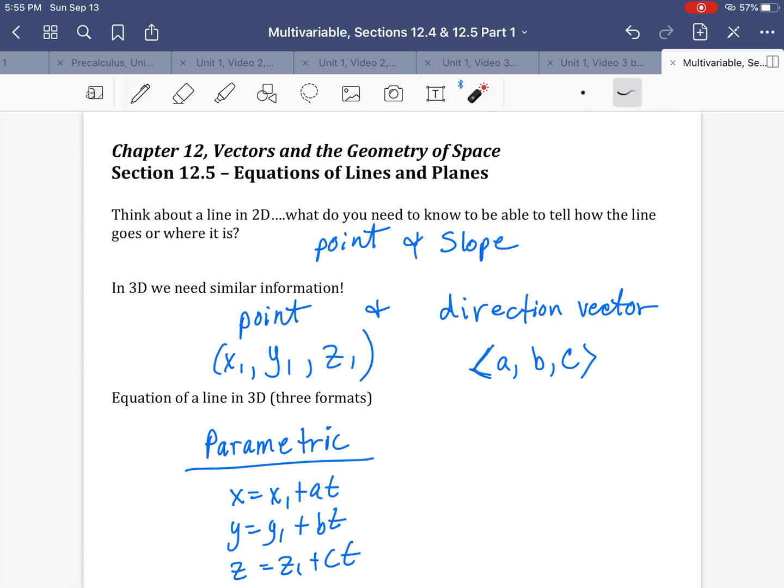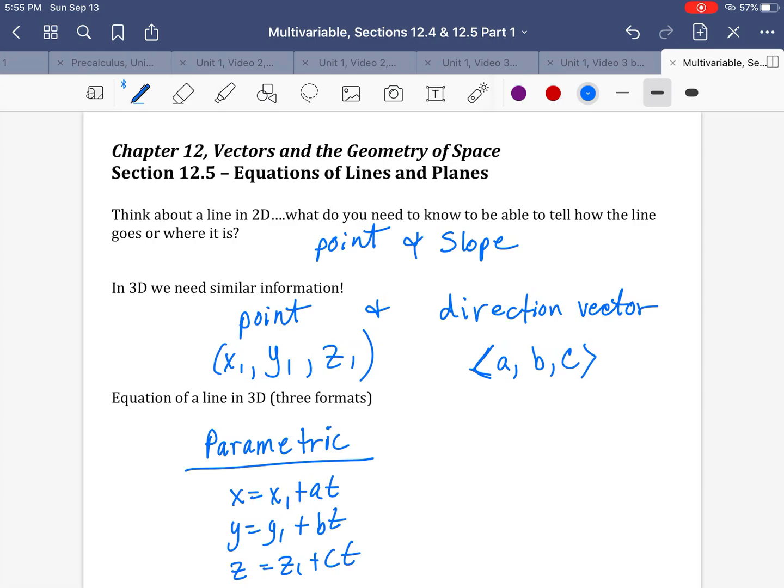So what's going to happen is you're going to take your direction vector and it's going to go along here with each t value. So in a way, it's kind of like your slope, like in y equals mx plus b. X is kind of like the t here, where it's just going to stay next to your slope, and the x1, y1, and z1 are just going to sit right there.